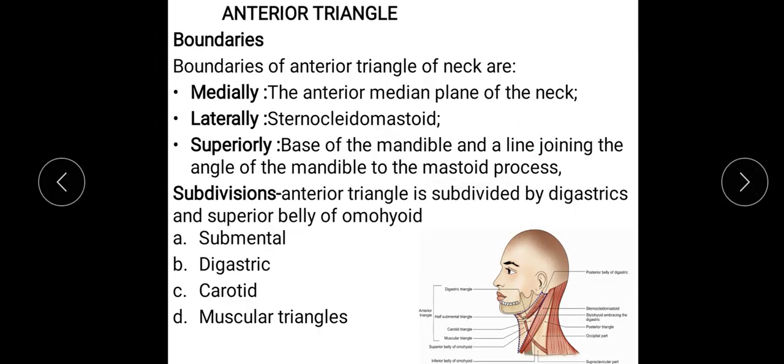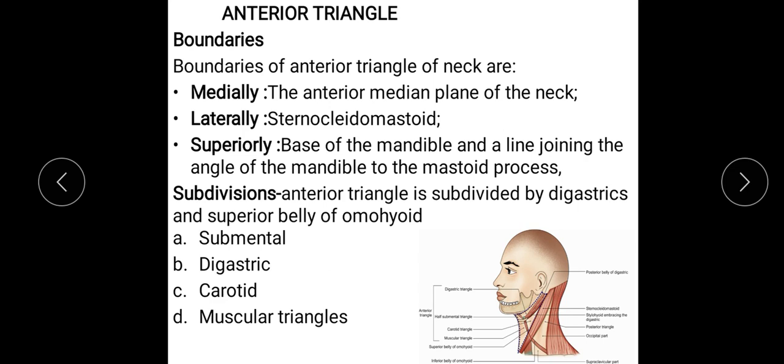The boundaries of anterior triangle of neck. Medially it is formed by the anterior median plane of the neck. Laterally, the lateral boundary is formed by the sternocleidomastoid muscle, and superiorly, the upper border of the triangle is formed by base of the mandible and the line joining angle of mandible with the mastoid process. These are the boundaries of anterior triangle of the neck.